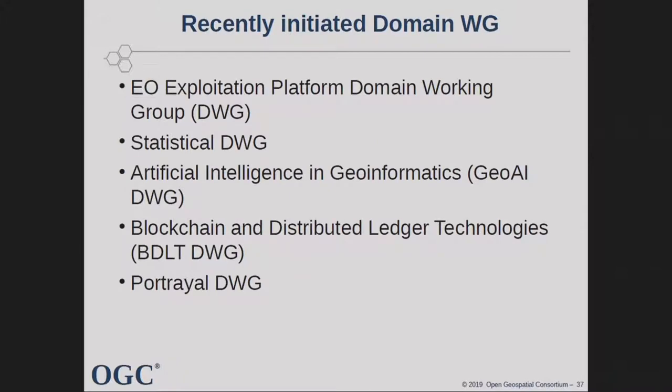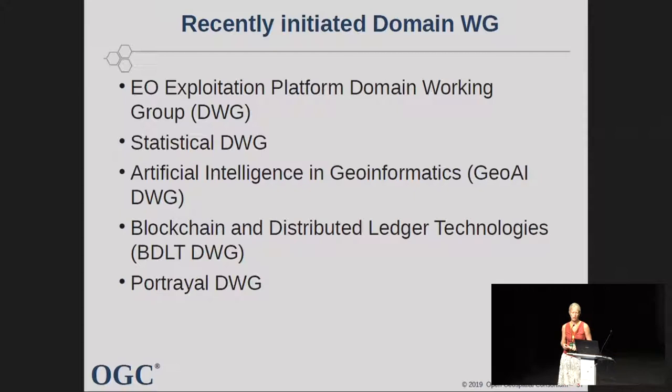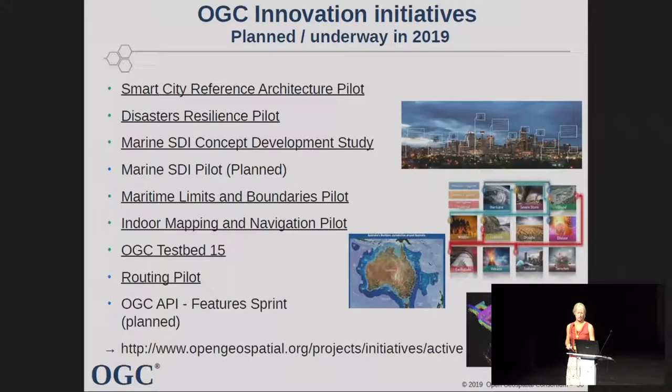New domain working groups recently initiated. I mentioned the Earth Observation Exploitation Platform domain working group. It's a lot about the EO community in the industry in Europe, but also, of course, connecting with other regions of the world. We have a statistical domain working group. We call them DWGs. And artificial intelligence and geoinformatics, that's pretty new. I think we just published the charter. Then blockchain and distributed ledger technologies, and portrayal.